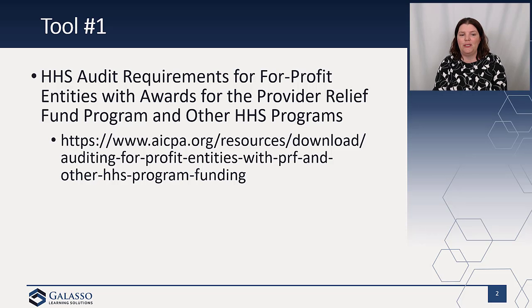So first and foremost, we have tool number 1 here, which is the audit requirements for provider relief funds for for-profit entities. There are 3 different options. One is an actual single audit, one is a program-specific audit, and then one is a Yellow Book audit where the HHS schedule is the subject matter of the audit. And so again, it's very interesting. So they kind of go through the requirements and they provide some understanding about how this works for Provider Relief Fund, as well as other HHS programs. And so that is available for download. It is a lovely practice aid.